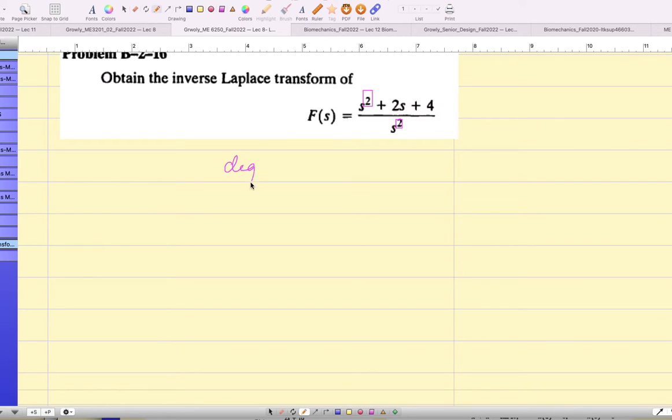Remember, the degree of the polynomial of the numerator should be less than the degree of the denominator. Before you start the problem, you should always see the highest degree of the polynomial of the numerator compared with the denominator. If the numerator and denominator are equal, then you have to do the long division. So let's do the long division.